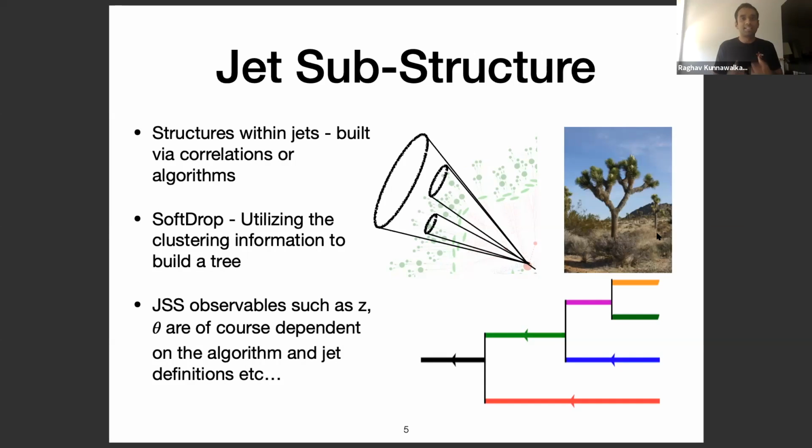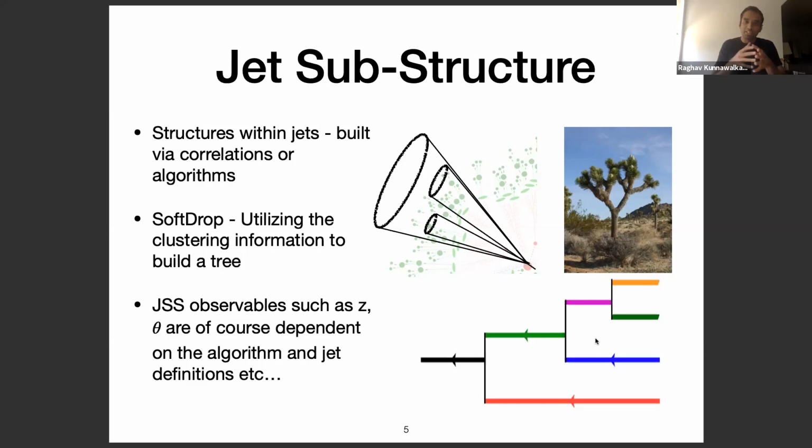Jet substructure is the study of looking at jet-like structures inside your original mother jet, right? These structures can either be built via some kind of correlation studies or by applying algorithms on these jets. One example that we will discuss in a little bit of detail is SoftDrop, right? That utilizes objects close to each other, and you build this clustering tree that I have in the bottom right there.